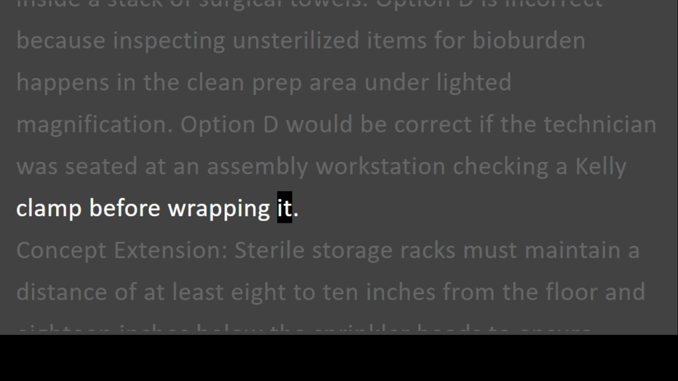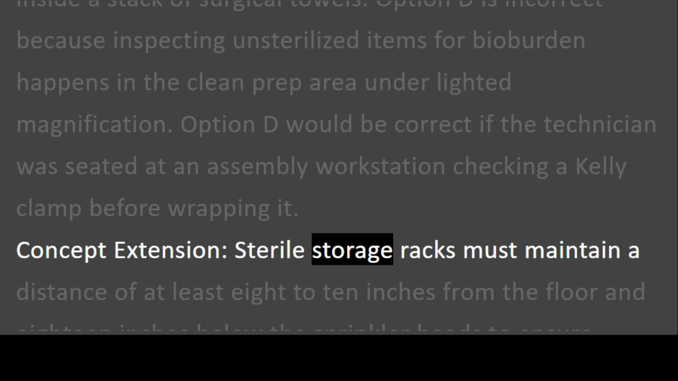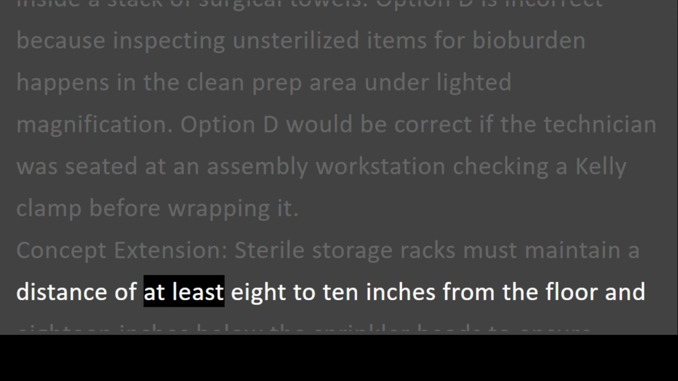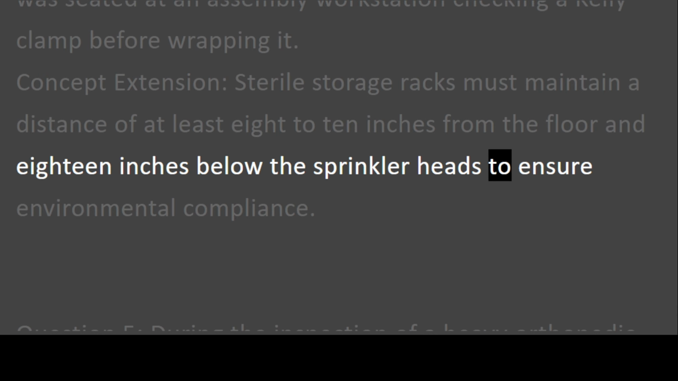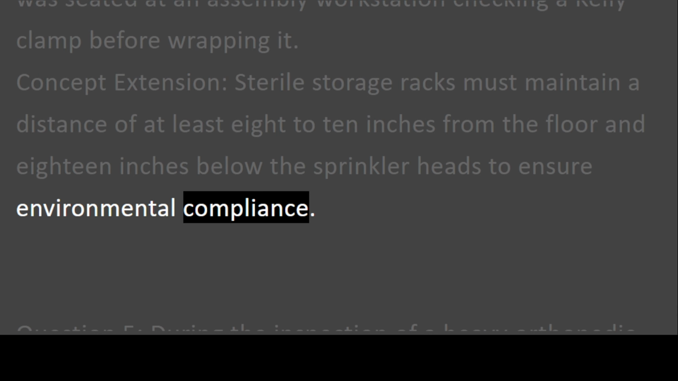Concept extension. Sterile storage racks must maintain a distance of at least 8 to 10 inches from the floor and 18 inches below the sprinkler heads to ensure environmental compliance.